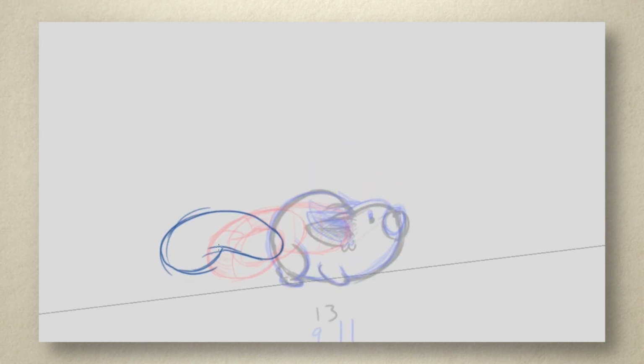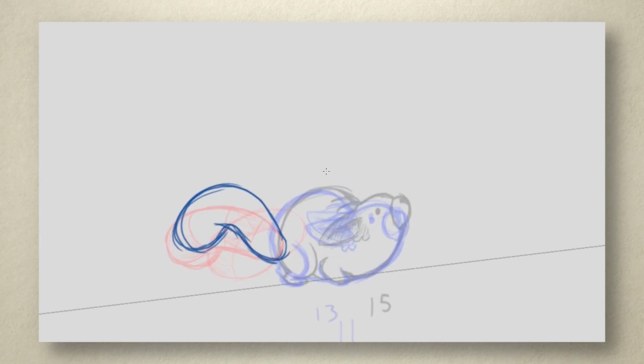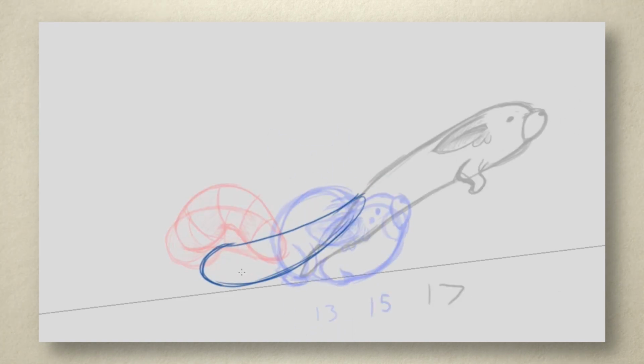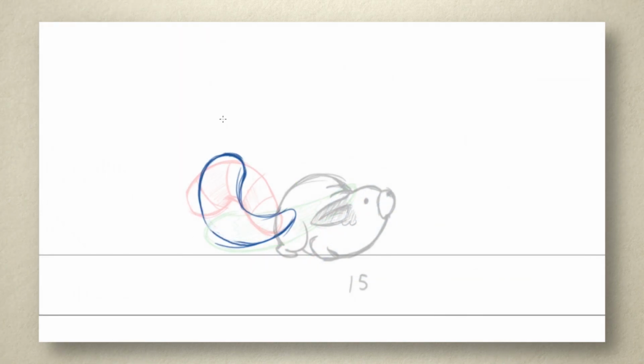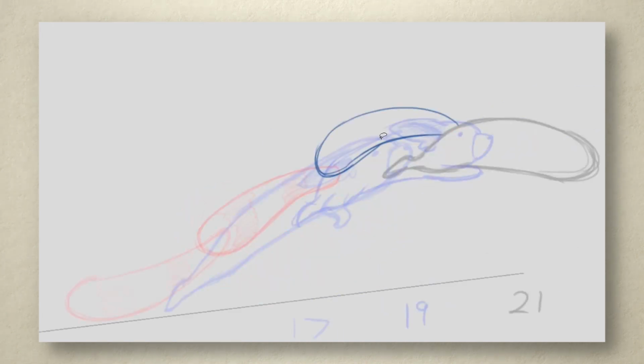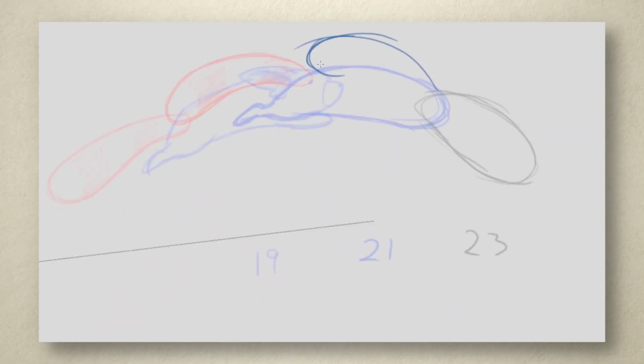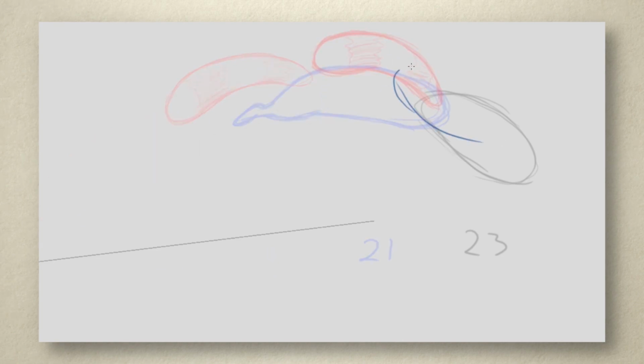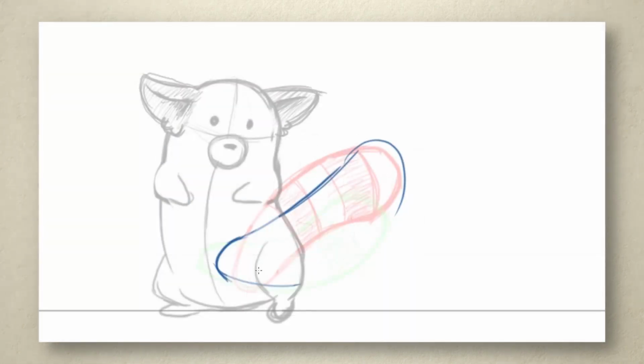Now we want the tail's movement to enhance the main action, which is the jump. So I'm going to put in a little whip action as he leaves the ground. From this point, the tail is basically just being pulled along with the body, so it's not really secondary action at this point, since it isn't moving under its own power.